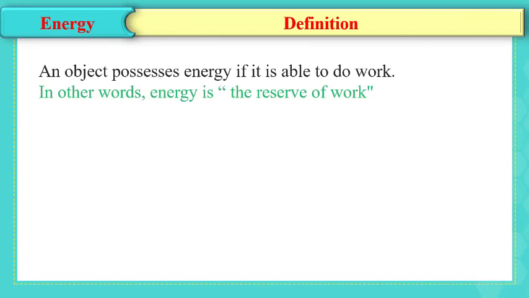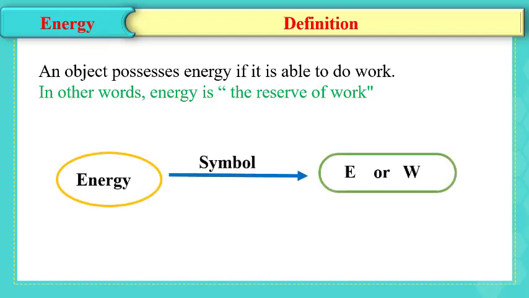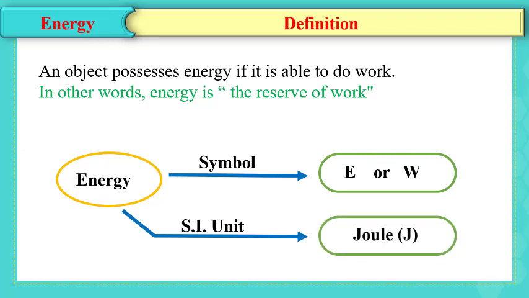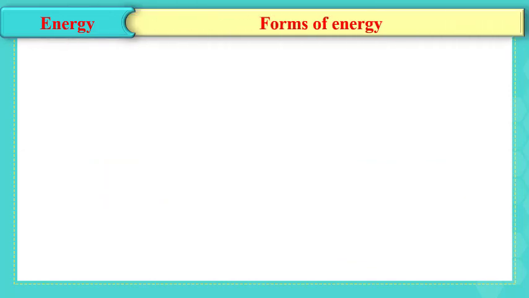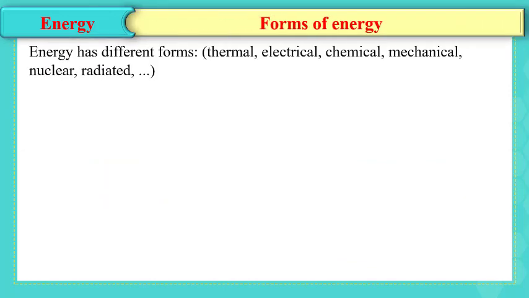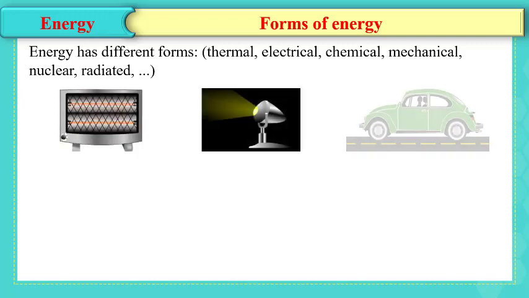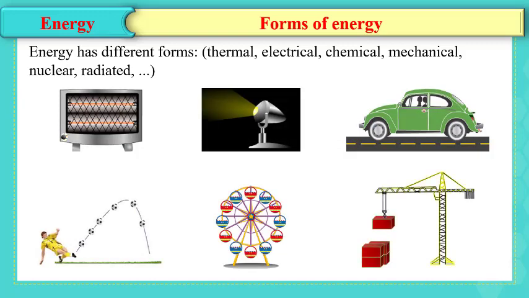What is energy? An object possesses energy if it's able to do work. In other words, energy is the reserve of work. It has a symbol, E or W, and its unit is joules. What are the different forms of energy? Energy has different forms: thermal, electrical, chemical, mechanical, nuclear, radiated, and other forms, but mainly we're going to talk about mechanical energy in this lesson.